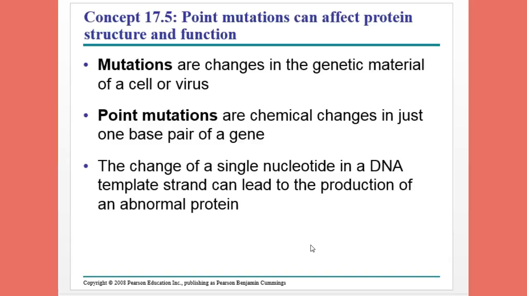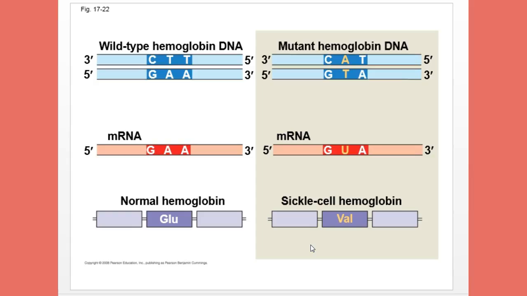Mutations are changes in the genetic material of a cell or virus. Point mutations are chemical changes in just one base pair of a gene. So a point mutation is where one base pair has been changed, and that affects the rest of what that sequence is coding for. The change of a single nucleotide in the DNA template strand can lead to production of an abnormal protein. This is showing wild-type hemoglobin DNA and mutant DNA.